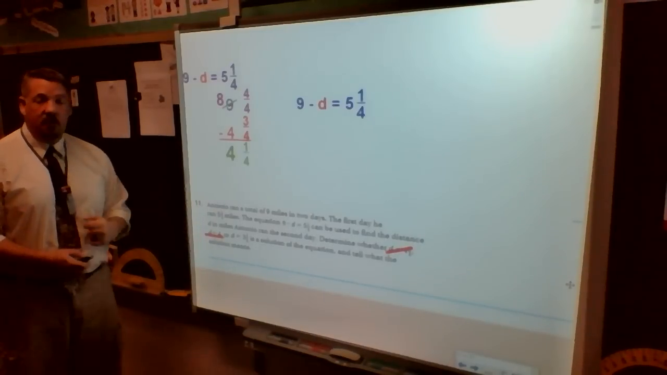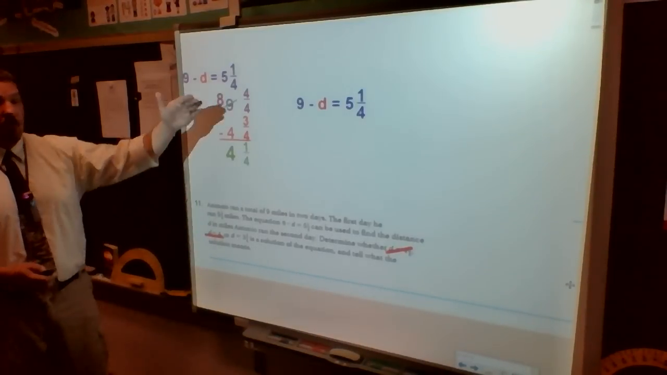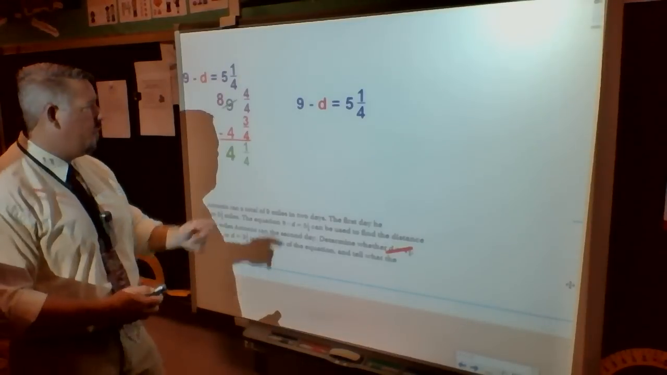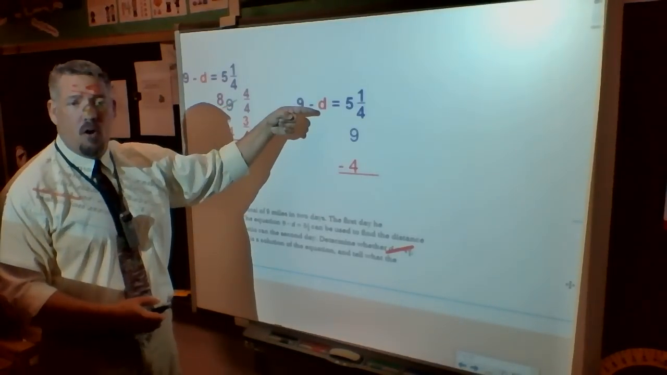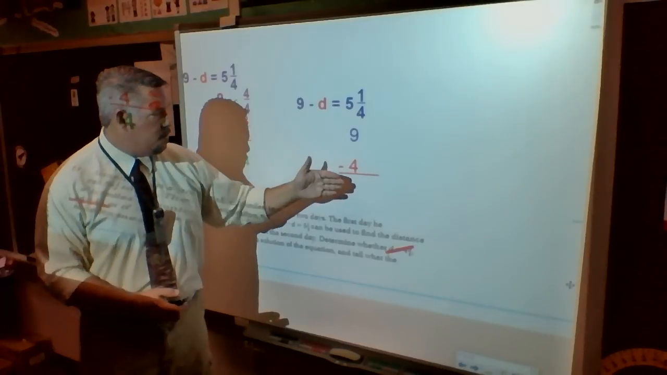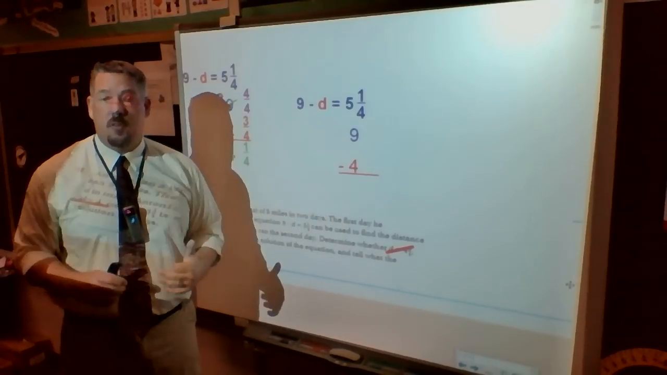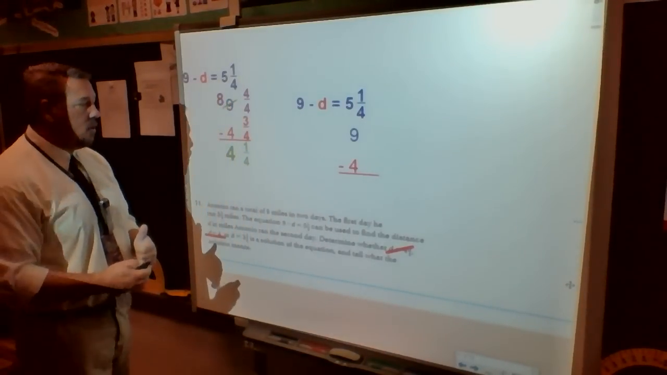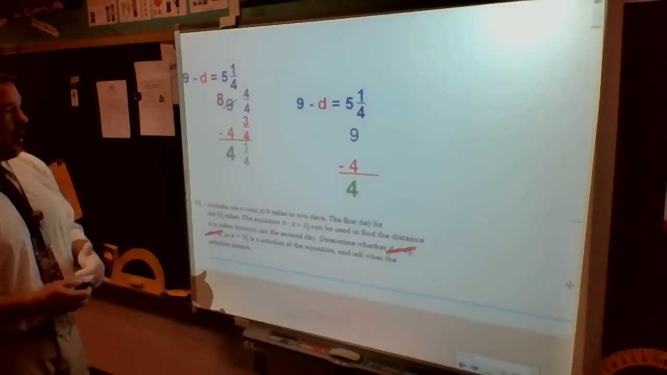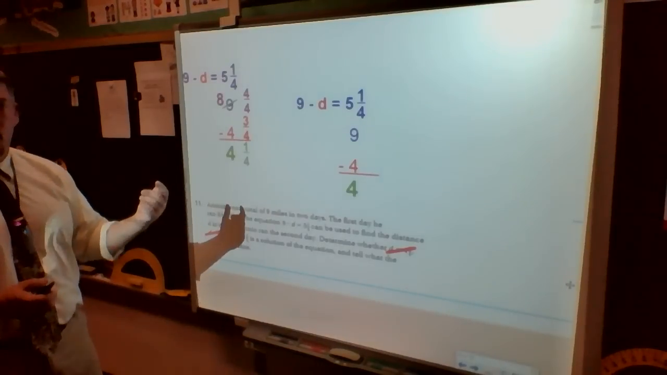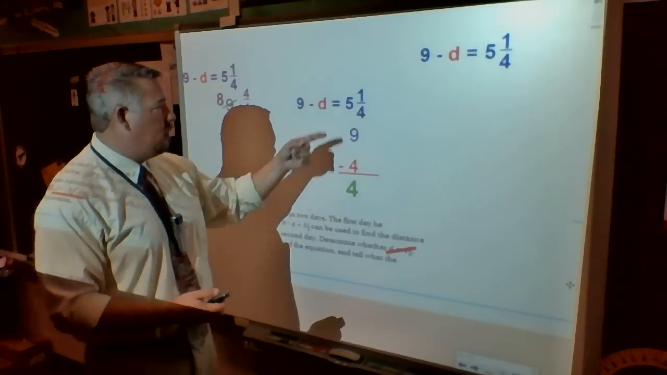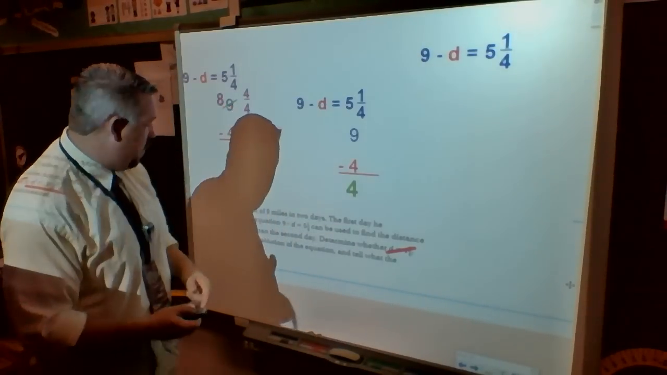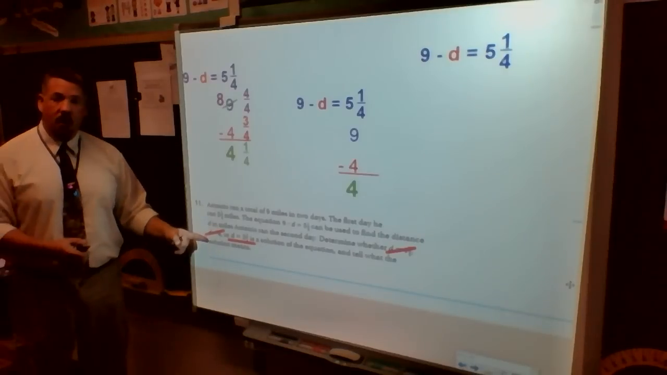Now I'm going to look at d is equal to 4. I'm going to plug it into my equation. 9 minus d is 5 1/4. So I know I'm going to plug in 4 where my d is. That gives me 9 minus 4, straightforward subtraction, 2nd and 3rd grade. I'm good to go. Well, it should be 5, so obviously it's not that easy, but 9 minus 4 should be 5. 5 is still not equal to 5 1/4. So I just cross that one out.